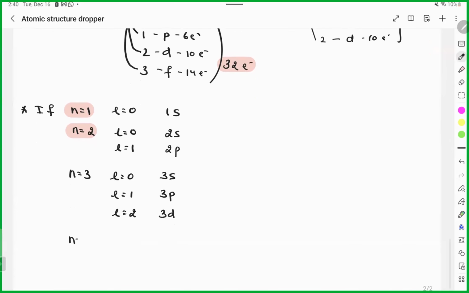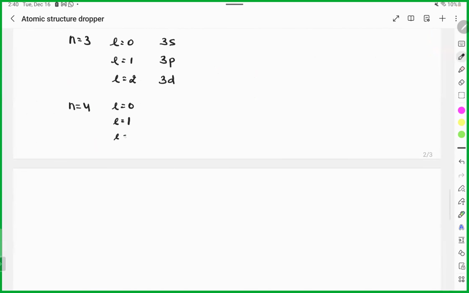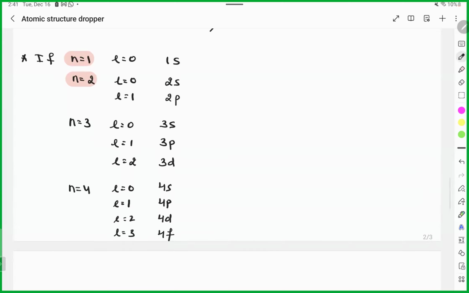Correct? Like if n value is 4, this is 4S, 4P, 4D, and 4F. That's why you will see P starts with a minimum of 2, D starts with 3, and F starts with 4. Even in class 12th, right? 3D10, 4D10, 5D10. So the minimum number starts with 3 for D and 4 for F. This is the reason. Any doubt, guys?